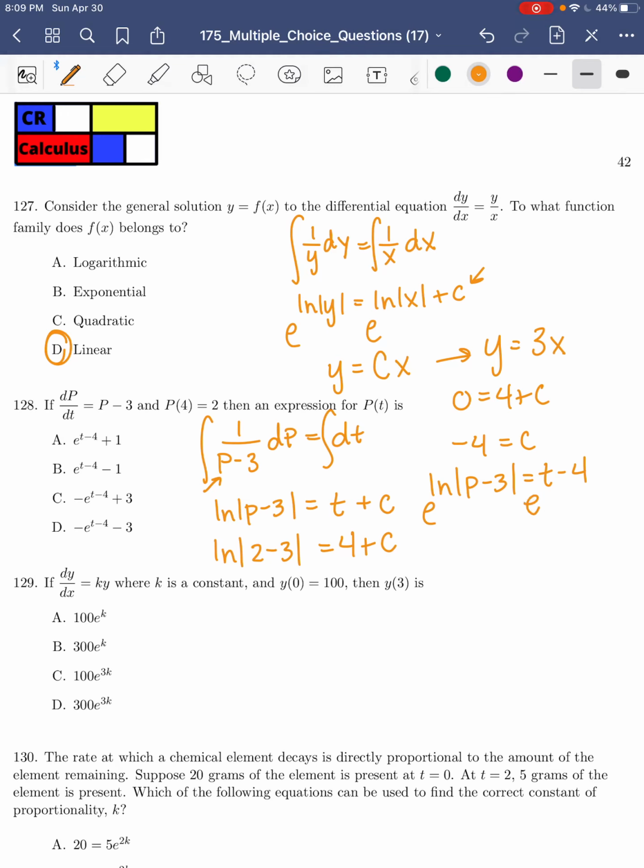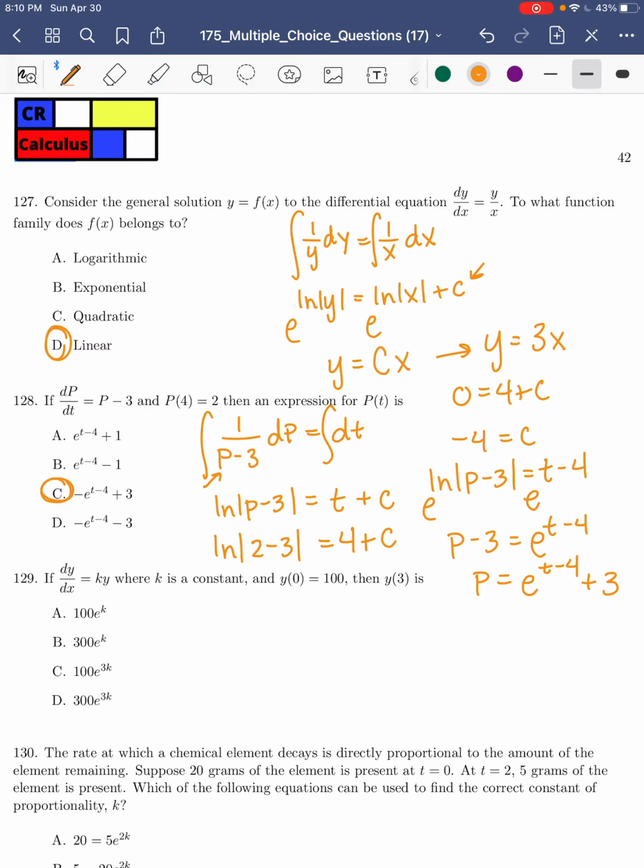And then I'll e both sides. So p minus 3 equals e to the t minus 4. And then I'm going to add 3 to both sides. So I don't know where I messed up here. There really should have been a negative out front. But still, regardless, if this ever happens, pick the answer closest. The answer is C. That's my bad. I don't know what I did.